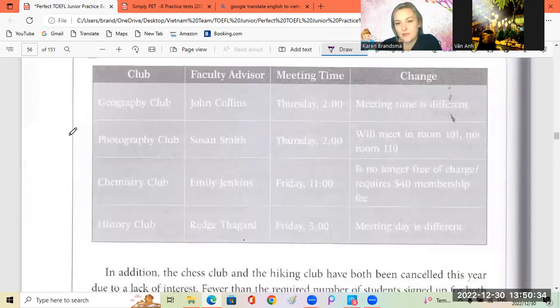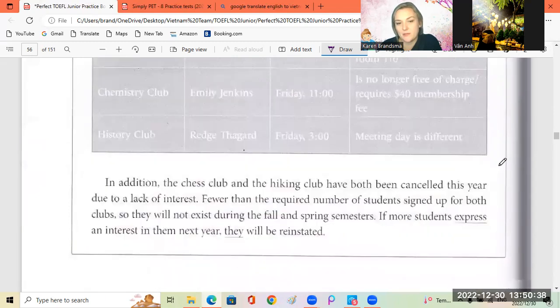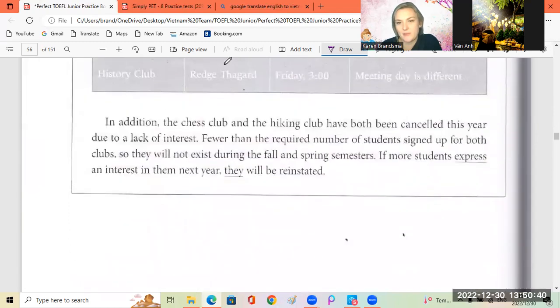Okay. So here we have the schedule, all the different times and places to meet. Okay, can you read the last bit for me?